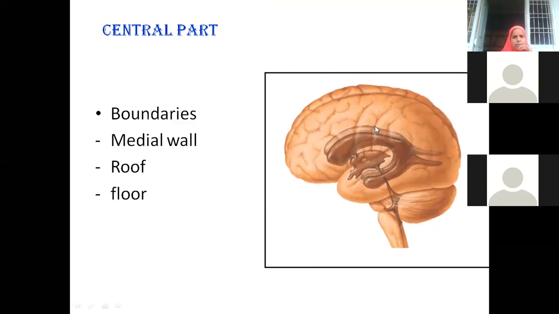Parietal lobe. So it has boundaries: medial wall, roof, and floor. Now see here, this is the central part. Anteriorly, it is extending into the anterior horn. Posteriorly, it is extending into the posterior horn.